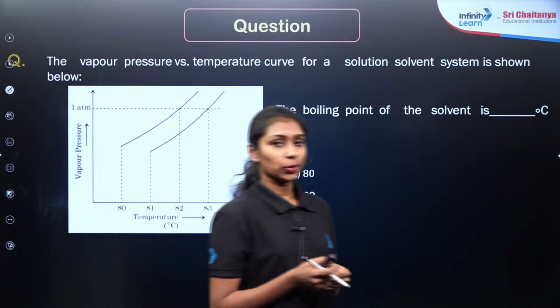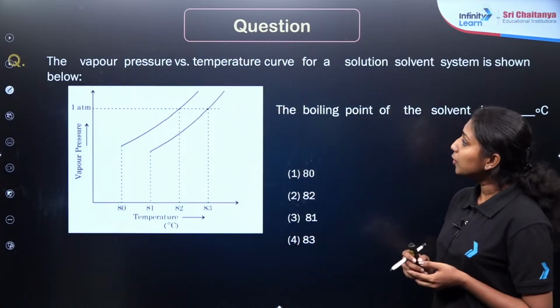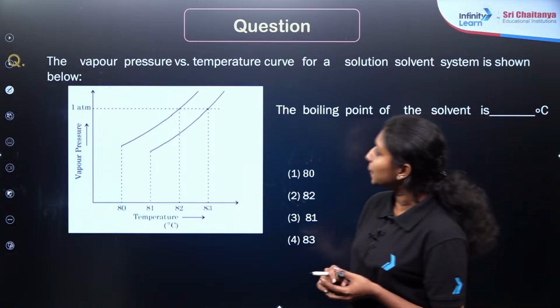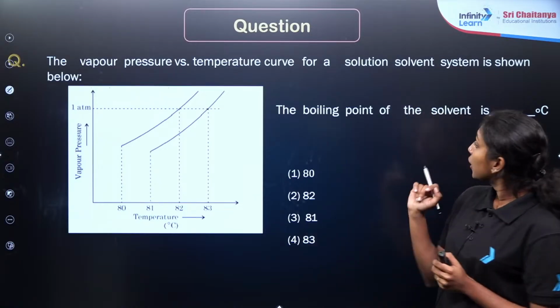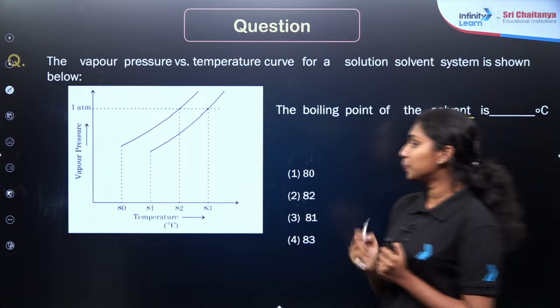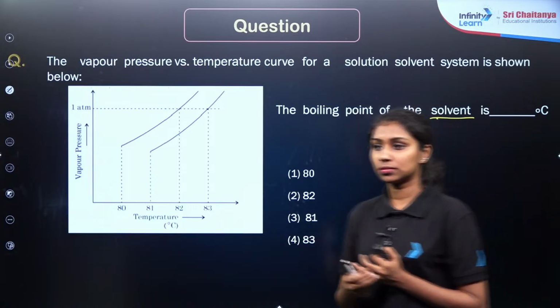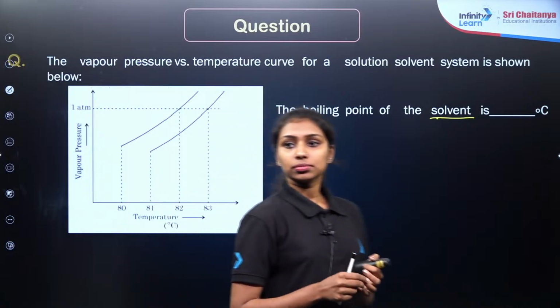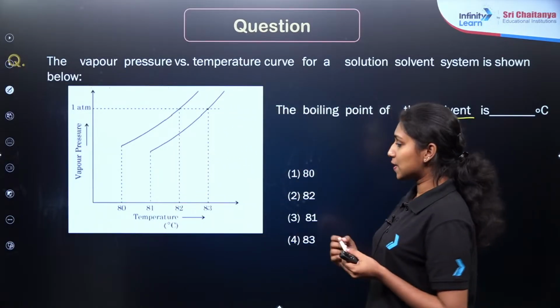What will be the answer for this question? This is a graph given for the solution solvent system for the vapor pressure versus temperature curve. You need to find out the boiling point of the solvent. Okay, what will be the answer for this question?